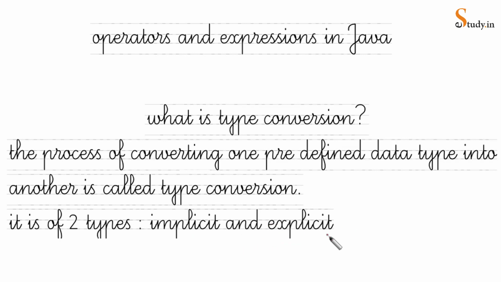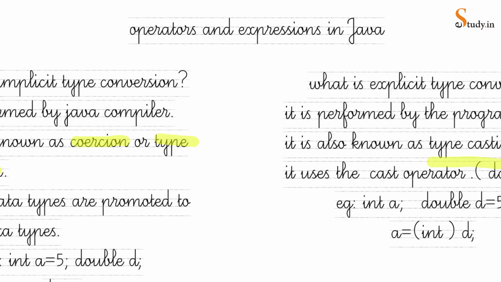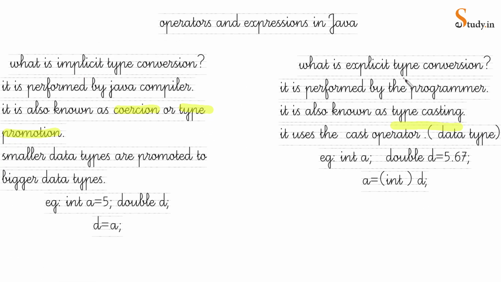Okay, so implicit and explicit. Now we will understand what is an implicit conversion and what is an explicit conversion. The difference between implicit and explicit type conversion: implicit, or implied, type conversion is performed by the Java compiler. It is also known as coercion or type promotion. In this type of conversion, smaller data types are promoted to bigger data types.